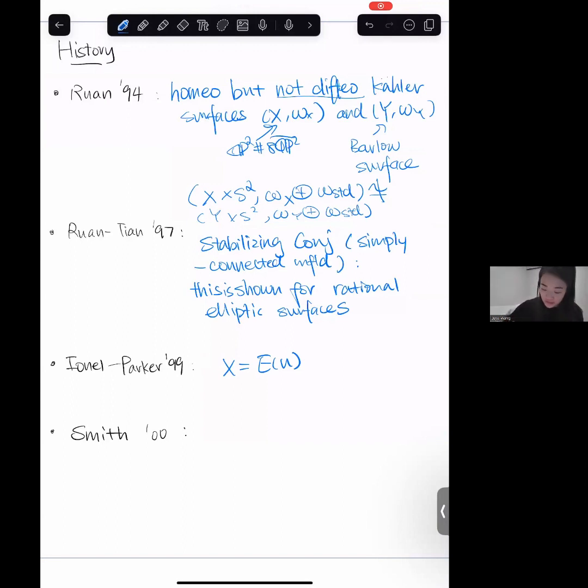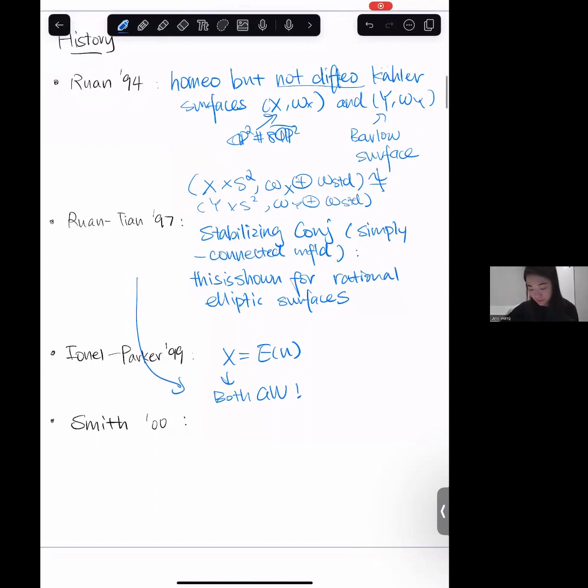I want to emphasize that both of these use Gromov-Witten theory. And in contrast, we actually use a more elementary symplectic deformation invariant, which is the Fréchet class. And I'll go over that in a bit.